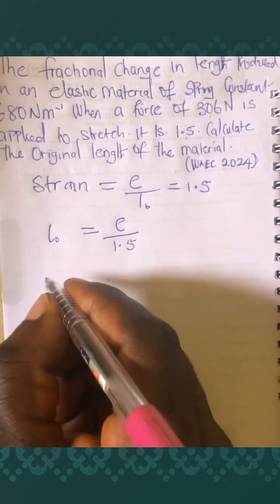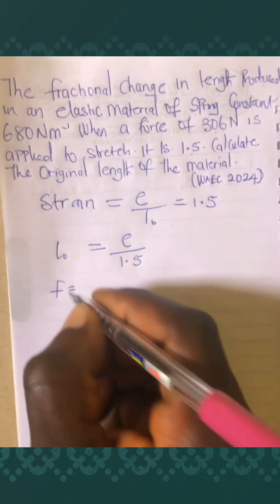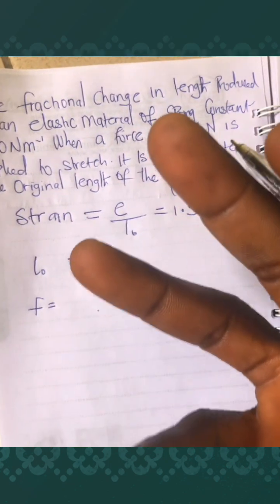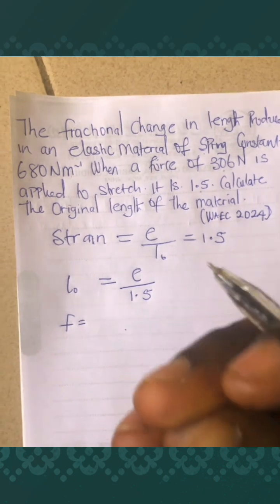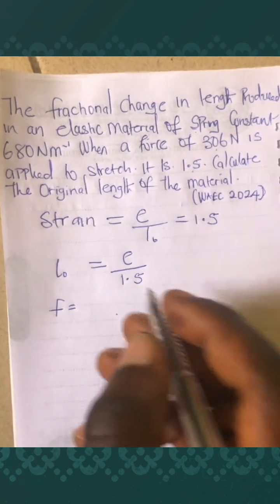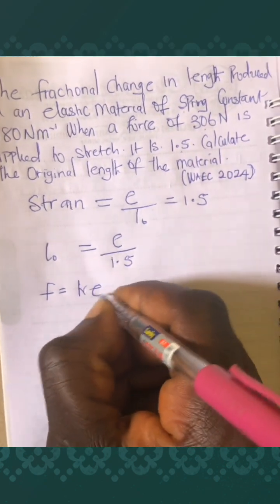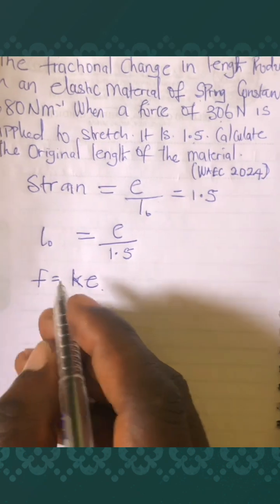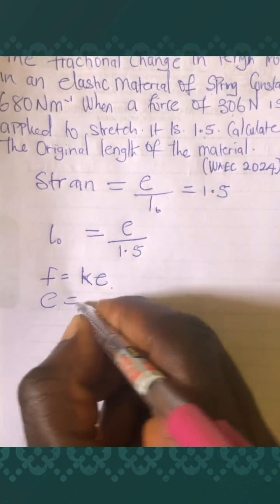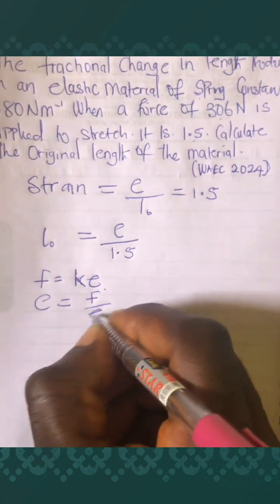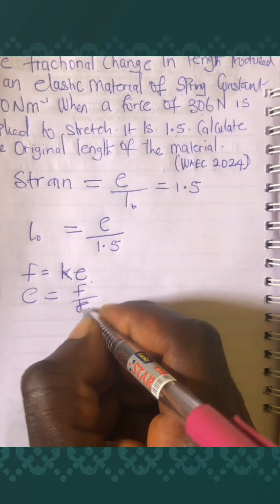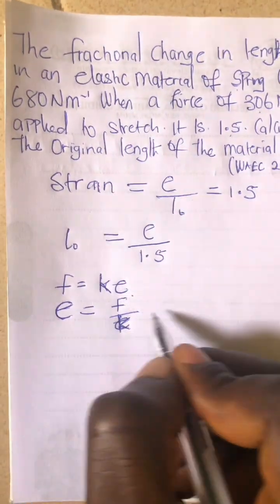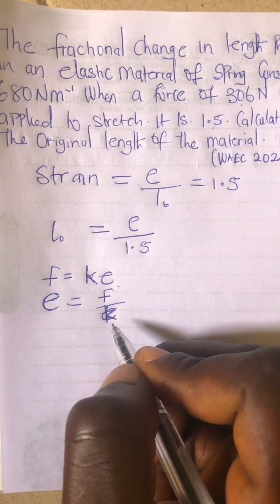Now we know from Hooke's law that the force applied on the material is directly proportional to the extension, provided the elastic limit of the material is not exceeded. So we now have this. Making E the subject of the formula, E will now be equal to F all over K.